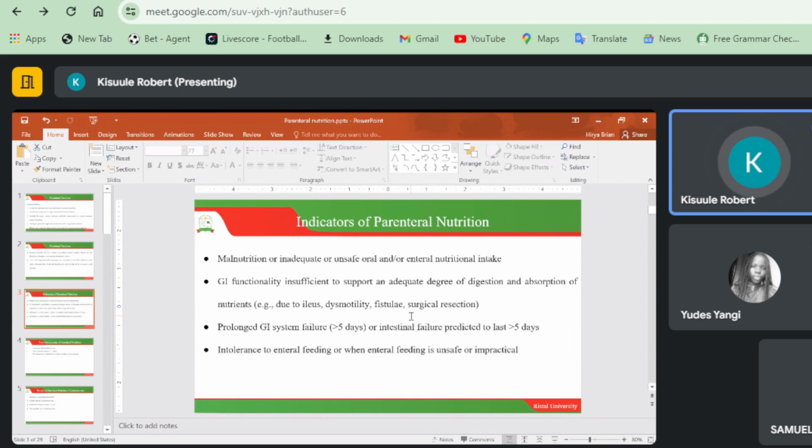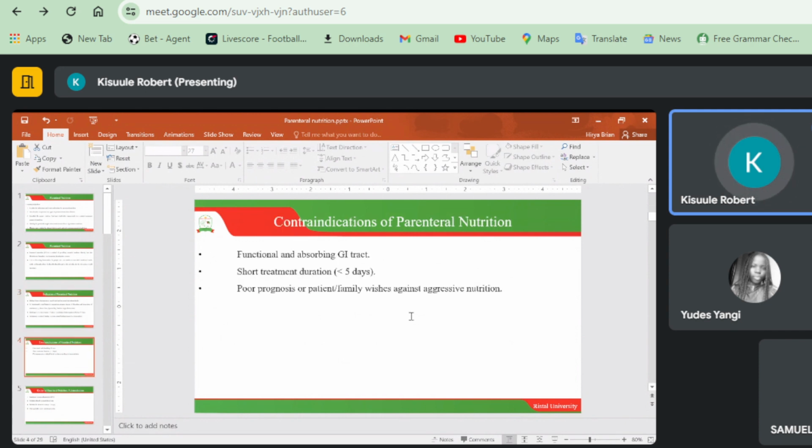So, if the gastrointestinal system has failed, or the gut has failed you, then we predict that it will fail for more than 5 days. Then we'll look at parenteral nutrition. Then we're also looking at intolerance of the enteral feeding, or when enteral feeding is unsafe and impractical. All right. So, what are the contraindications for parenteral nutrition?